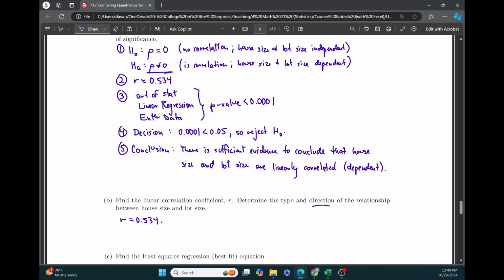So there is a positive linear correlation.